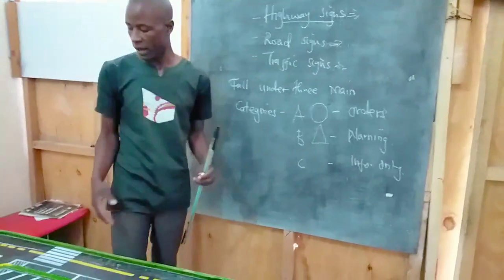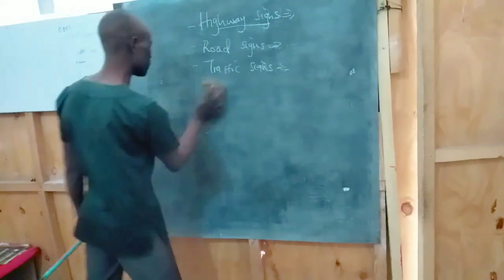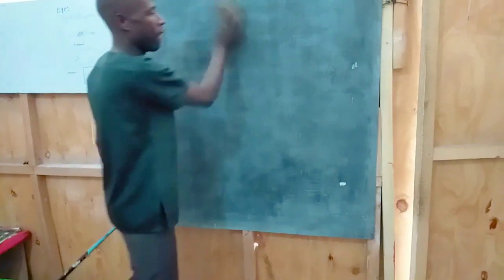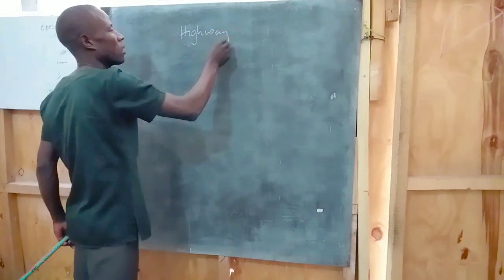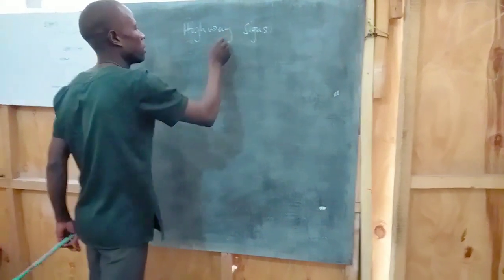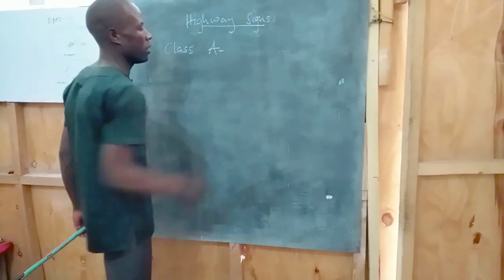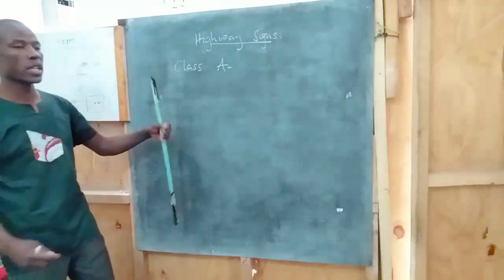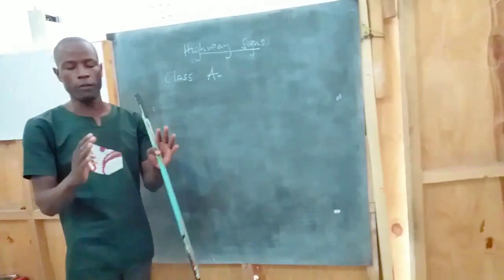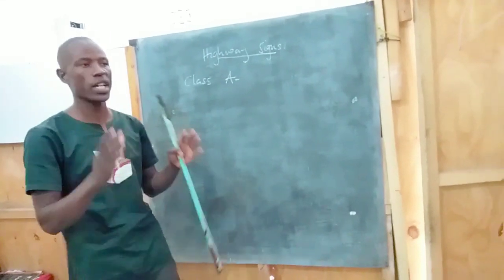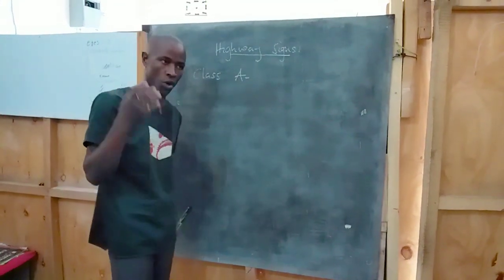Now let's look at class A. Class A signs. We have said that they are circular in shape. They give information and orders. Those are class A signs. They are circular in shape and they give information and orders.